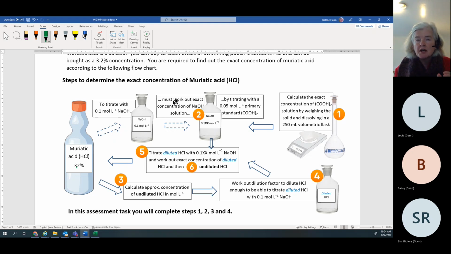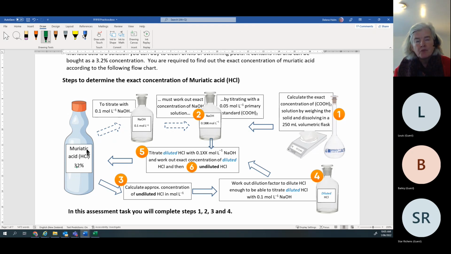And so I'll do it by titrating it with a primary standard. So something that's very stable, very pure, so I know exactly what the concentration is. So in the first part of the assessment, and we did this in a previous lesson, you do this bit. Now, you don't actually do it in the lab, you just do it in theory. So you work out the concentration of this, you titrate it with that to work out the exact concentration of the sodium hydroxide you're going to be titrating with.